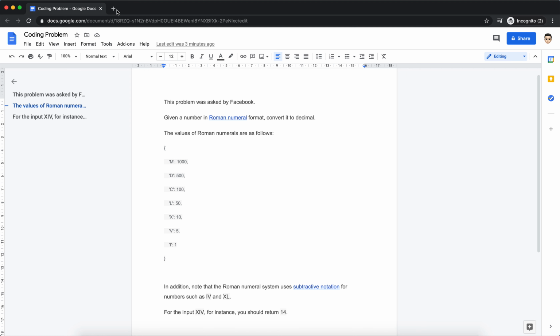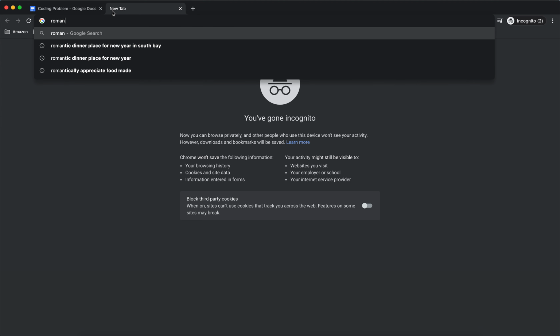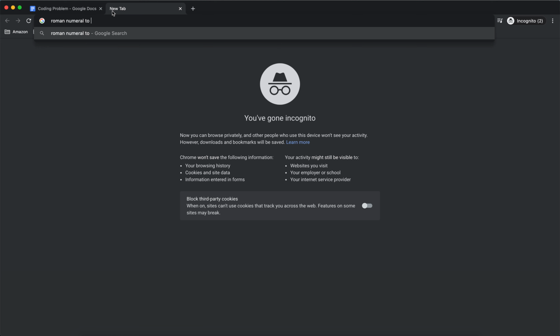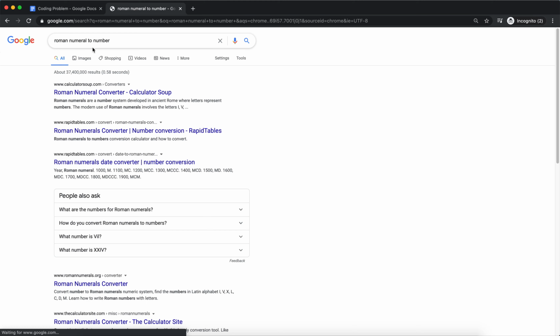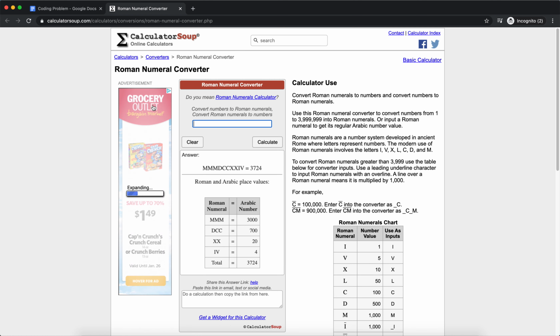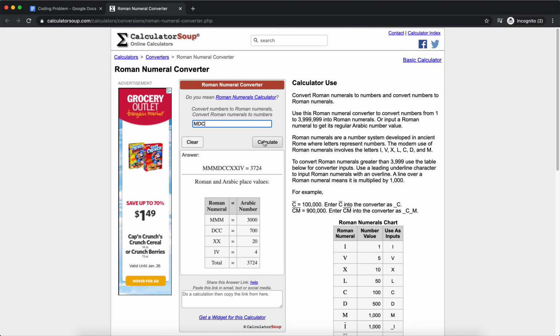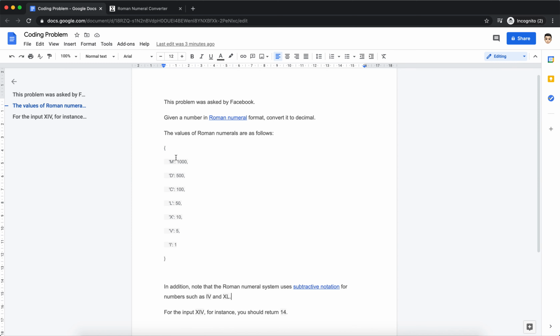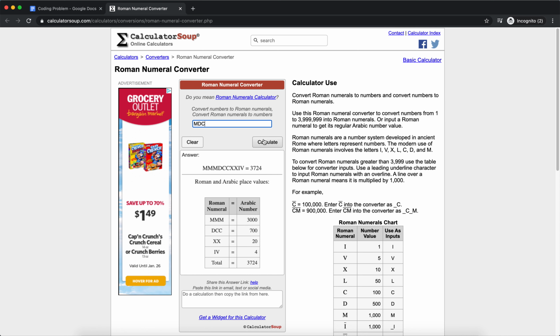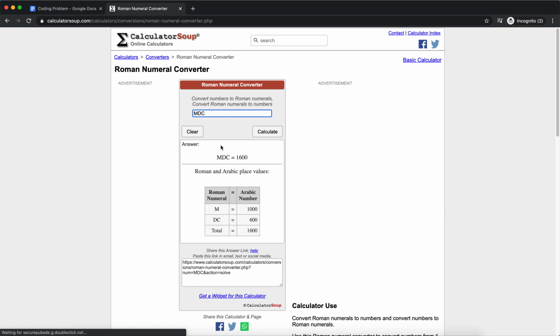To better understand this, let's try to find a Roman numeral to number calculator. I think there should be a calculator. So let's take some simple example. As I said, it should be in a decreasing order. So let's say MDC. We take MDC. So according to us, because it's in non-increasing order, we just add each of the values. So M is 1000 plus 500 plus 100. It should be 1600. Okay, so it's 1600.